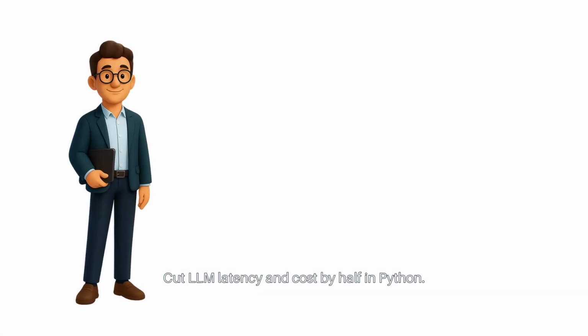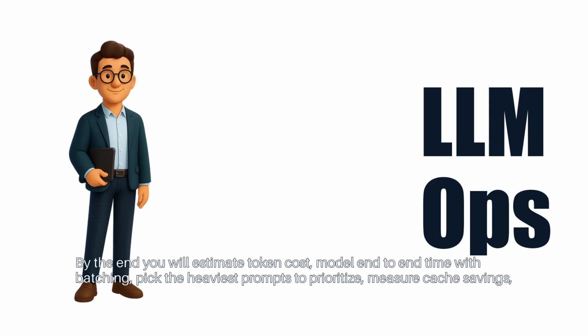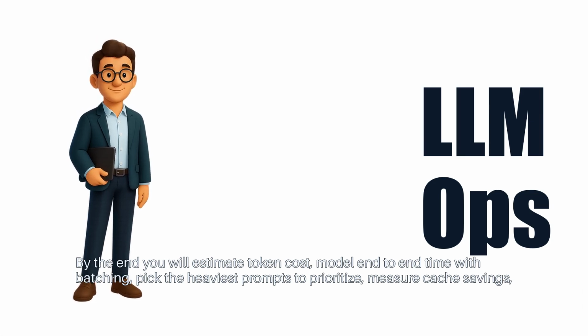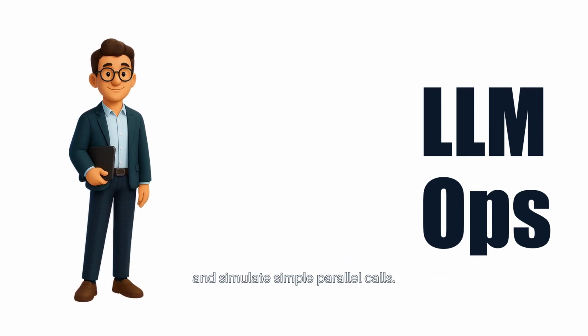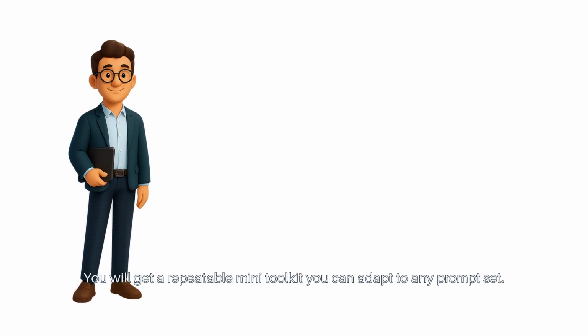Cut LLM latency and cost by half in Python. By the end, you will estimate token cost, model end-to-end time with batching, pick the heaviest prompts to prioritize, measure cache savings, and simulate simple parallel calls. You will get a repeatable mini toolkit you can adapt to any prompt set.